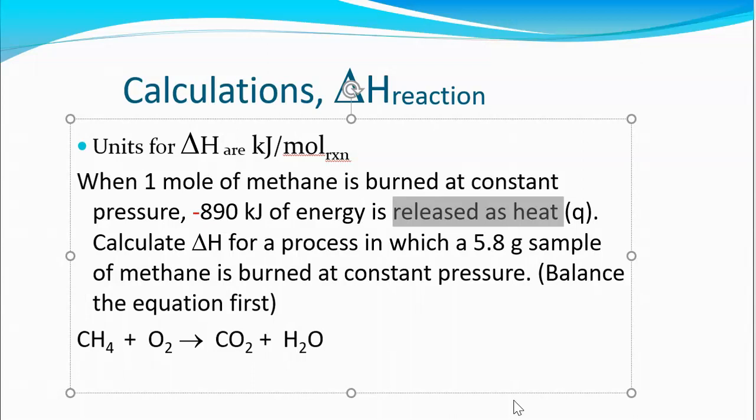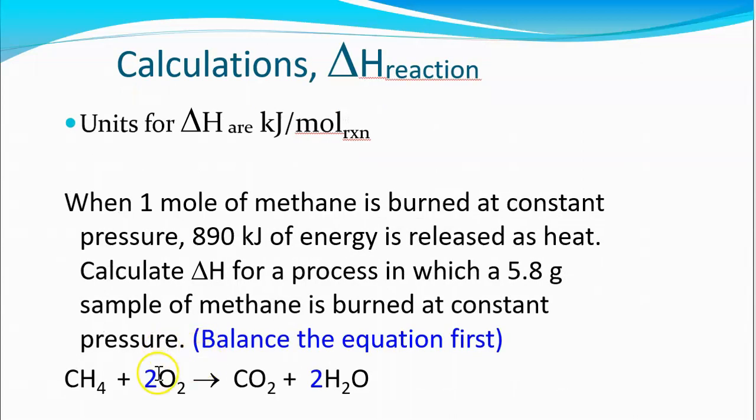Okay, so if we balance this equation, we see 1 carbon, but 4 hydrogens, which means I can make 2 H2Os. And that means I'll need 2 into 4 oxygens. So I'll need 4 oxygens to get 2 H2Os. So now my reaction is balanced here.